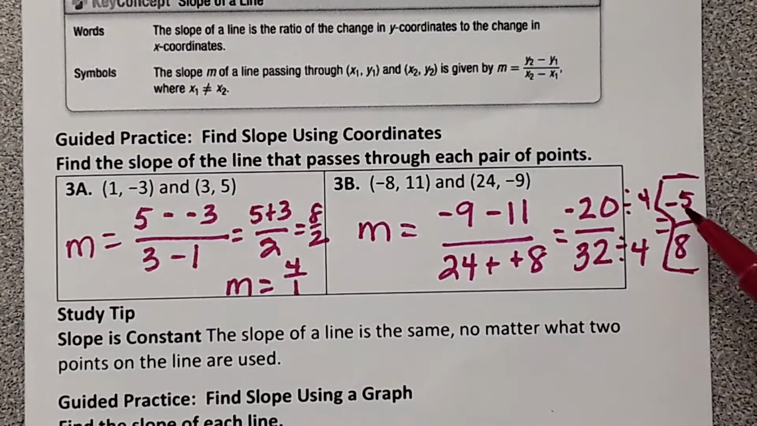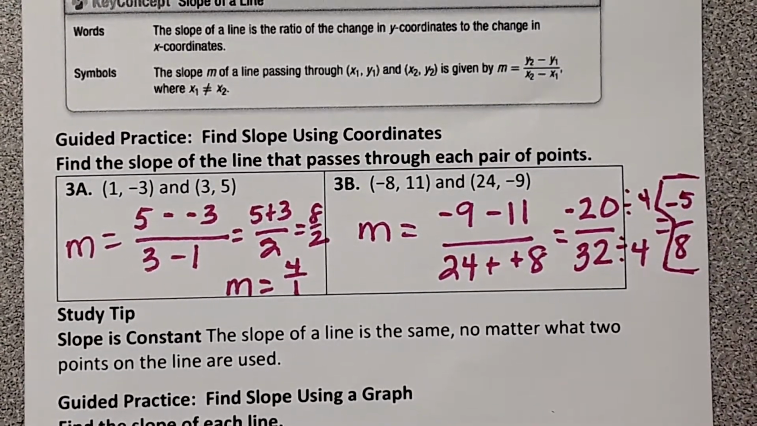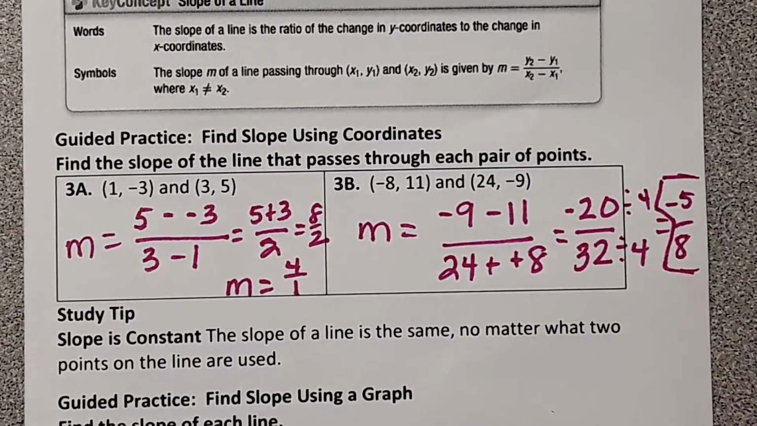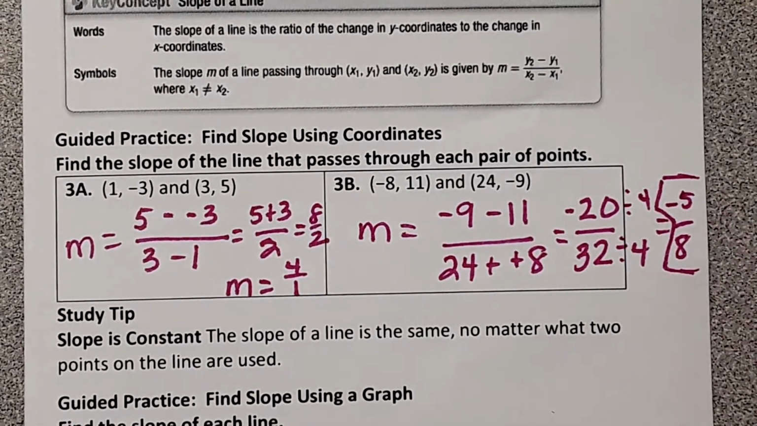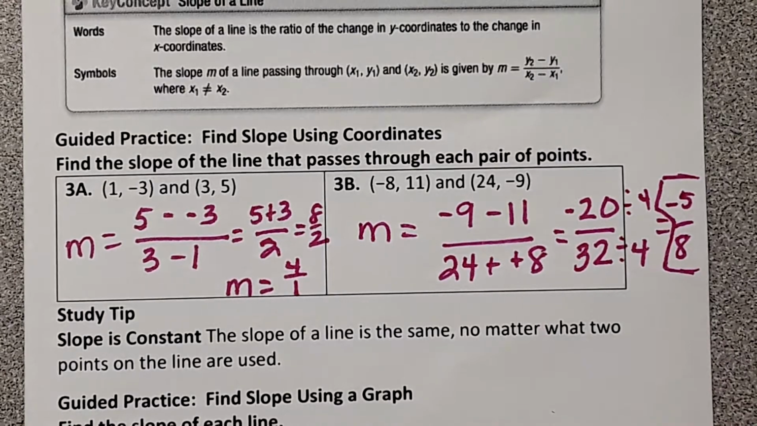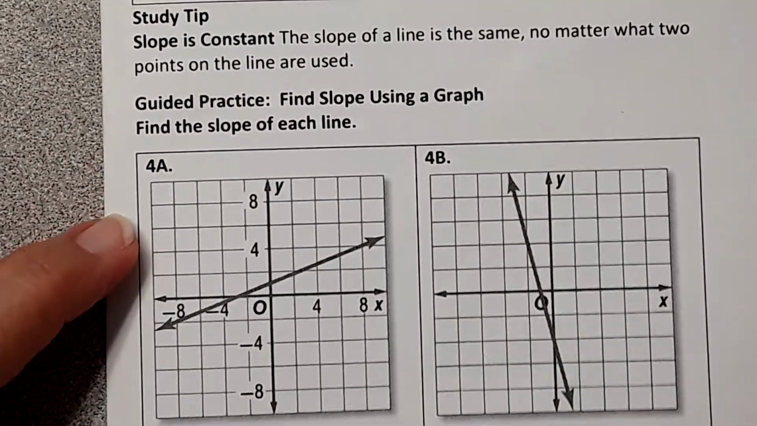Okay, so that means from whatever my starting point is, I would go down 5 and to the right 8. Whatever point I start at, I would go down 5/8. So slope is constant. The slope of a line is the same no matter what 2 points on the line are used. You don't have to start at the y-intercept. You could just start at a point on the line and then go up or down, right or left, whatever you need to do. Okay, so number 4A.